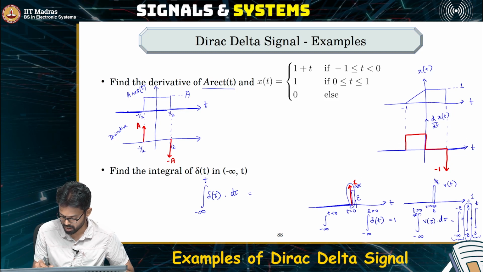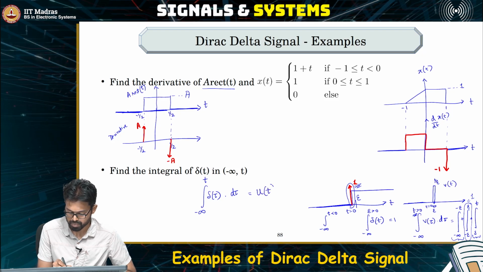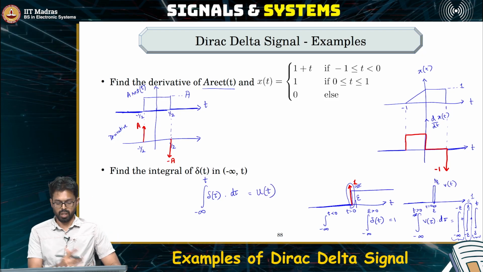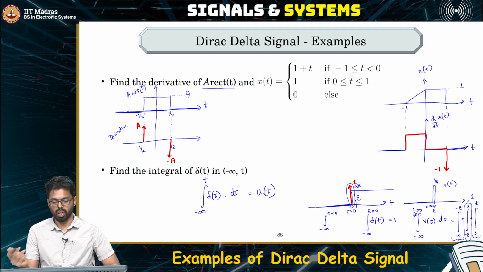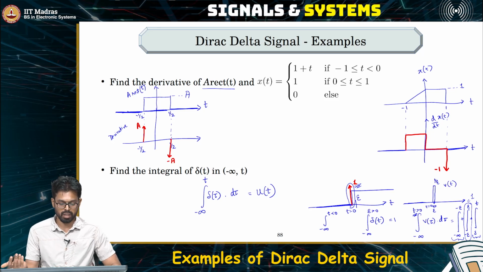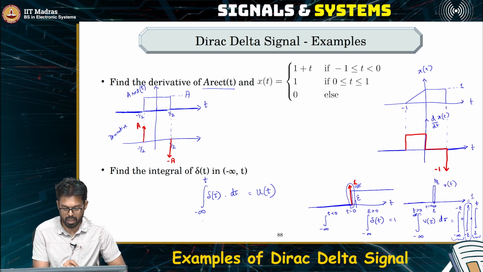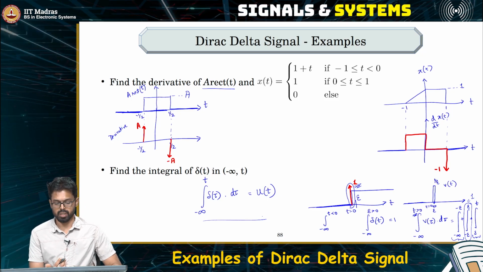After that, it will be 1, which is basically our step function, right? We obtain the Dirac delta function as the derivative of the step function. So in order to obtain the step function from the Dirac delta function, all we had to do was integrate, right? So that makes sense, and that's exactly what is happening here. If you integrate the Dirac delta function, you get the step function.